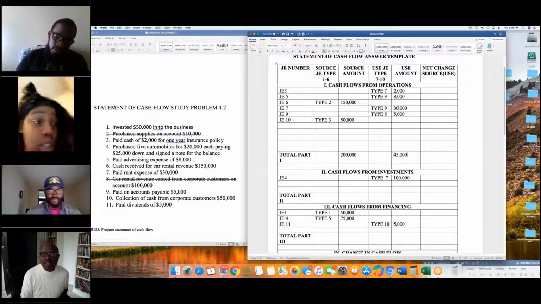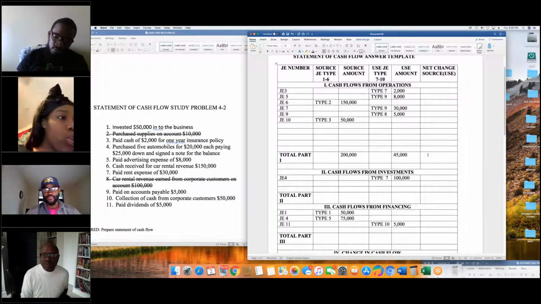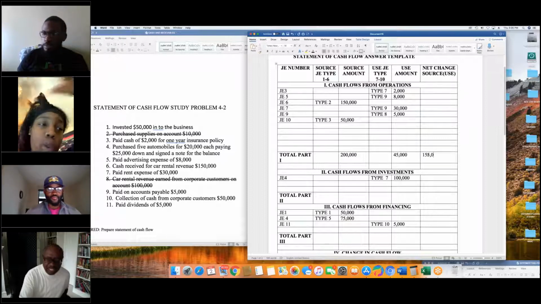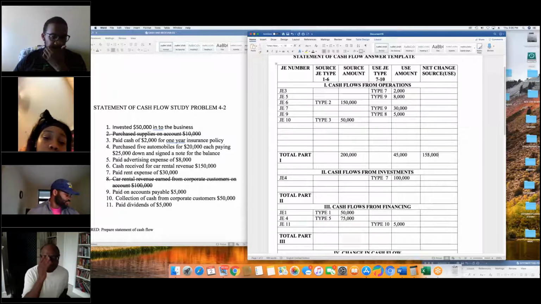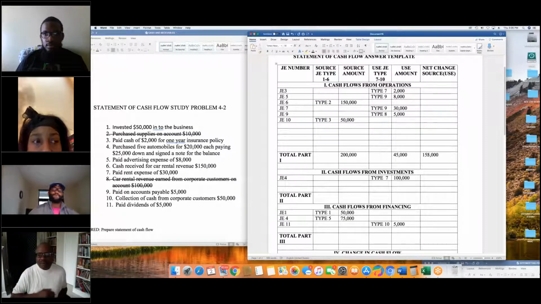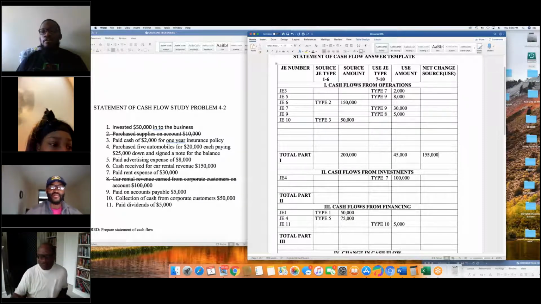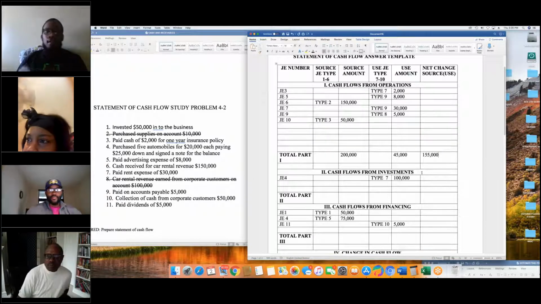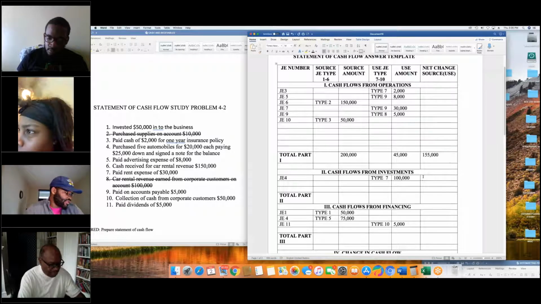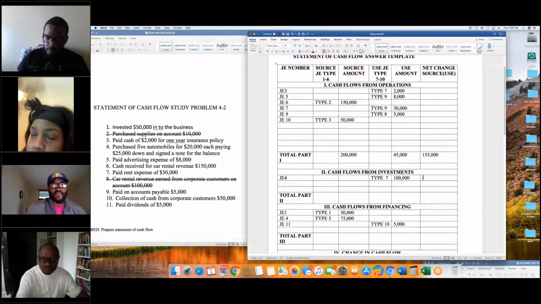Oh, okay. So number 2 was a type. Why wouldn't it have been a type 7? Because it was on account. It would have been a type 11. It's a type 11 because it's an asset on account. But if it was with cash, it would have been a type 7.